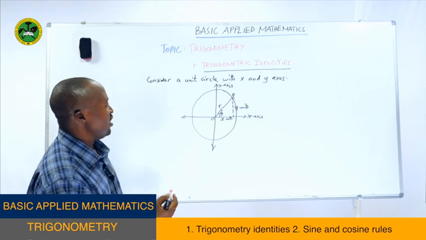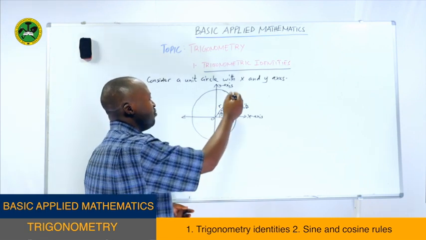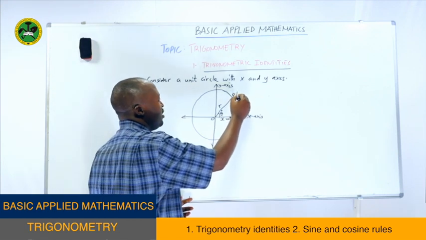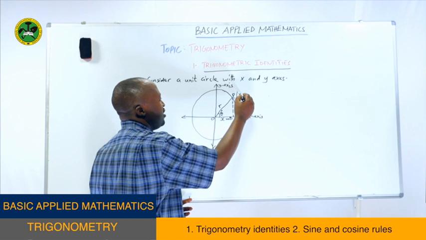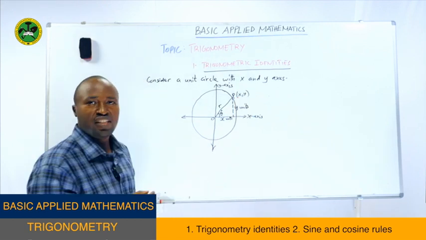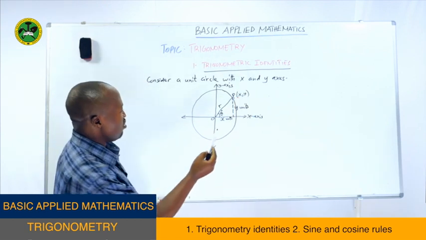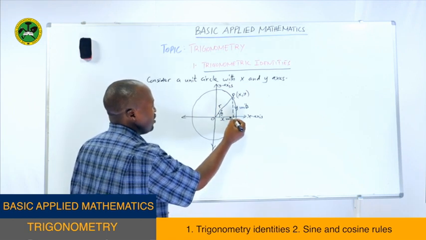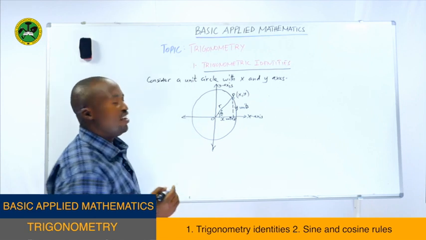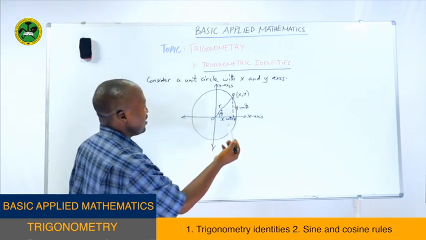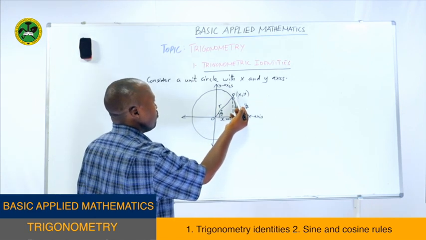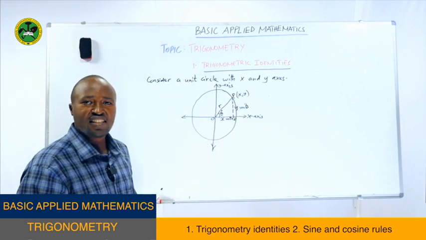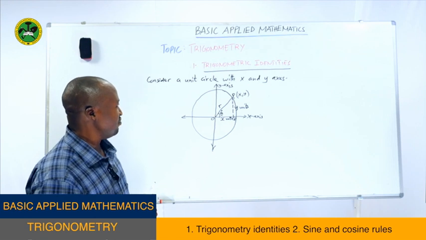Now, here we have a coordinate. Point P is a coordinate, call it x, comma y, because we have the length x from O to somewhere here, call it Q, and along the y-axis that is QP. So we have the coordinate P as x, comma y.